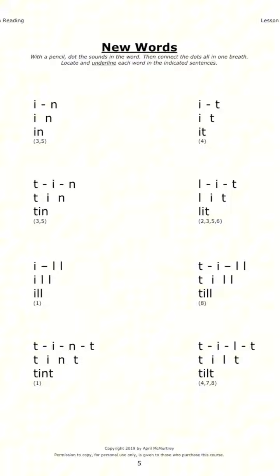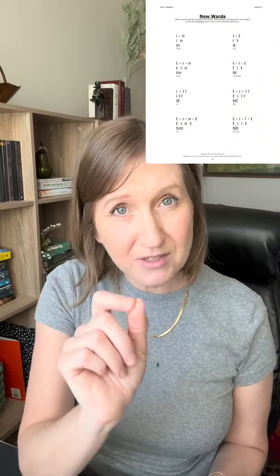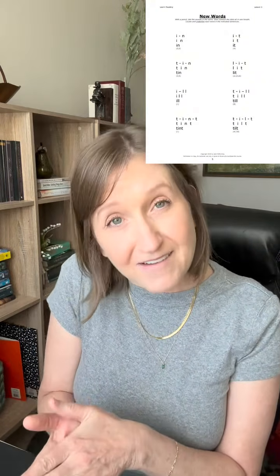Now on this new words page, they get to begin reading right away. We do this by teaching pencil reading. They're going to dot each sound, and then they're going to connect those dots or those sounds slowly all in one breath to blend those sounds together into a word. Then those little numbers underneath each sound is where they're going to turn to the sentences page, find that word on the sentences page, and underline it.